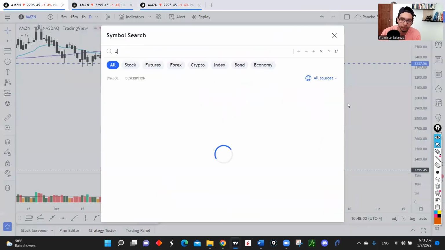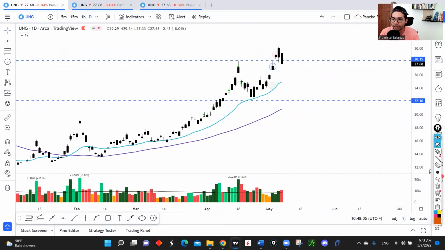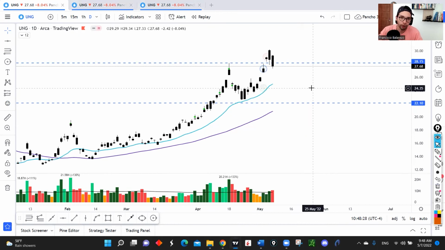So I'm not expecting UNG to basically break lower and then just continue lower, but I do expect that UNG is probably going to come into this range, at least test that 21 exponential moving average again, and then perhaps test the bottom of the range. And what I like about these setups is that you can manage your risk pretty tightly, and they offer some really nice risk rewards. So that was basically what I wanted to show you guys.